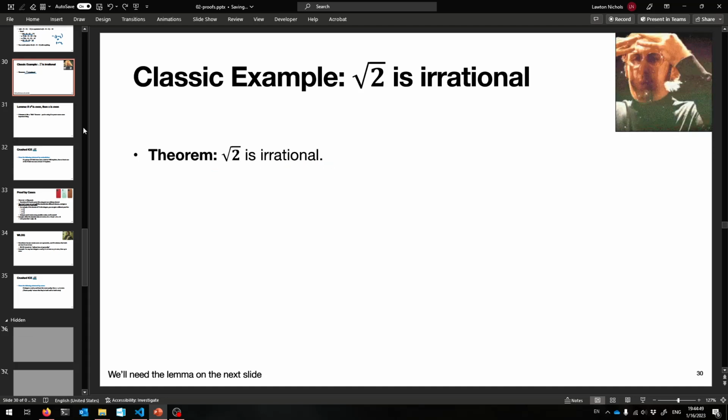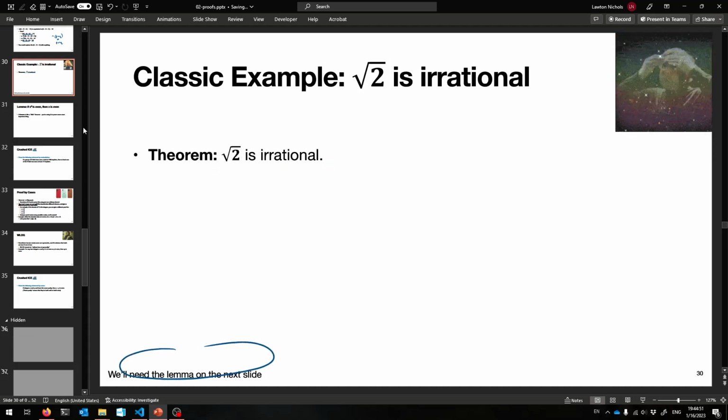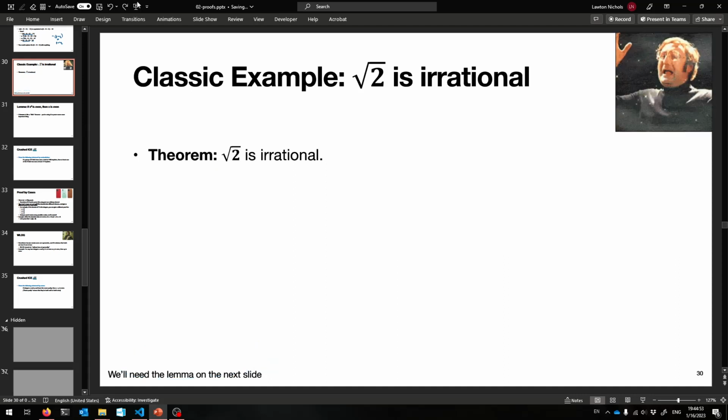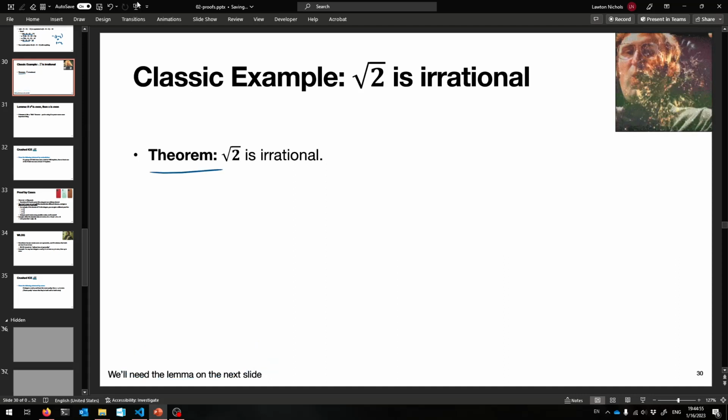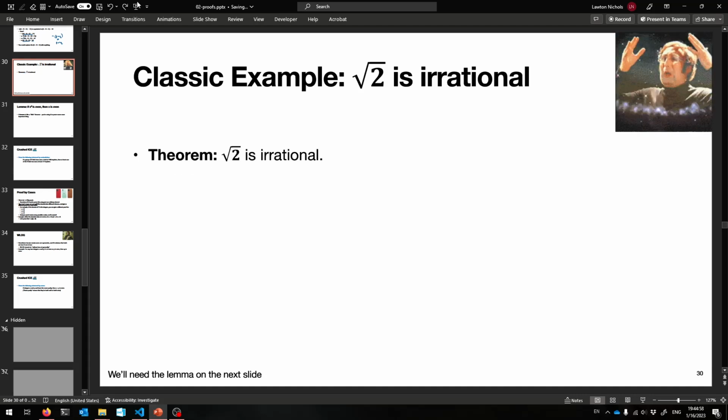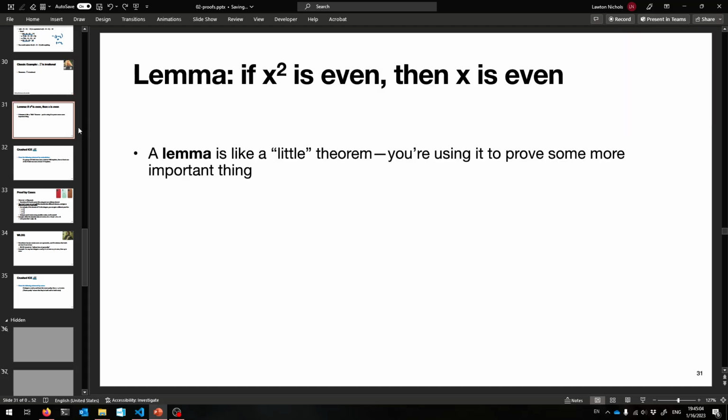I'm going to prove this theorem. But to get there, we need a little smaller theorem. This is like the big thing. Theorem is like a very strong word. It's like something big that you prove. If you need a little helper theorem, you call that a lemma. All right? So we're going to need a lemma first to help us get at this theorem. So let's prove this one first. All right? Here is our lemma.